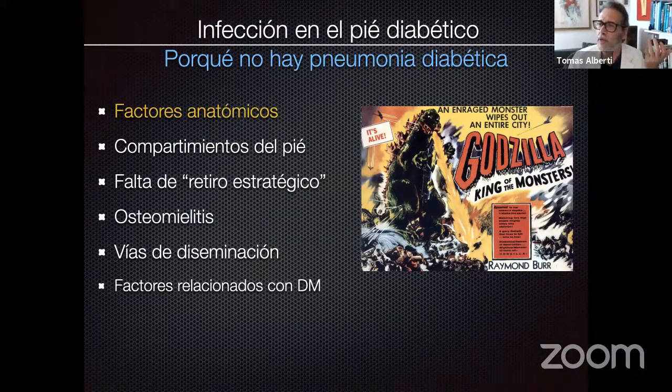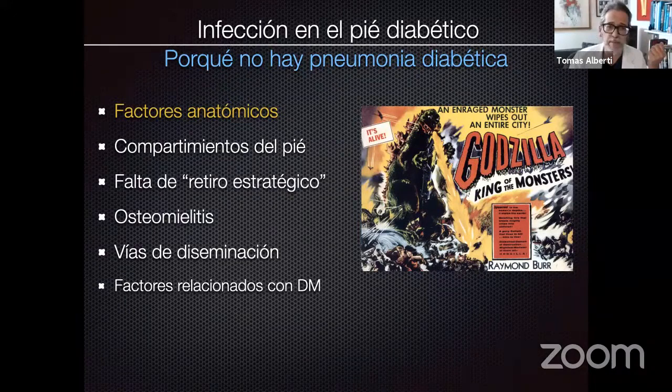Bueno, hay factores anatómicos en el pie que son muy particulares. A pesar de que los diabéticos, yo soy diabético tipo 1, tenemos una posibilidad incrementada de tener infecciones, no hay neumonía diabética ni hay apendicitis diabética. ¿Por qué pie diabético? Hay factores anatómicos que son varios. Uno de los más importantes son los compartimientos del pie. Eso hace que en el pie, que es una estructura con múltiples compartimientos, si tenemos una infección profunda, es muy fácil generar un síndrome compartimental infeccioso, que causa grandes problemas desde el punto de vista tisular.